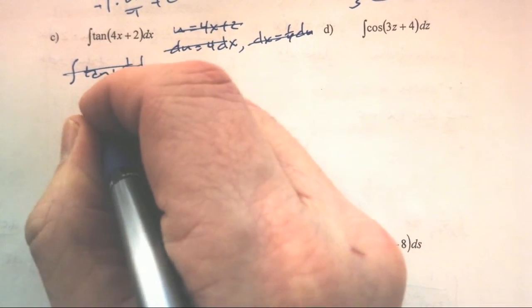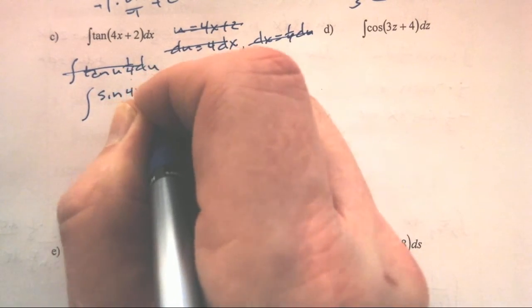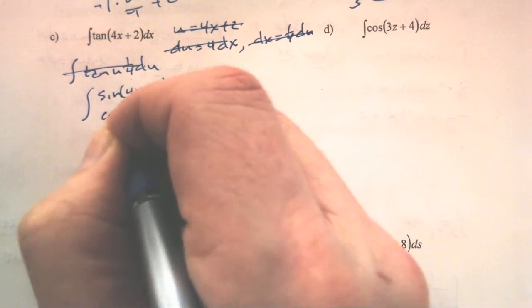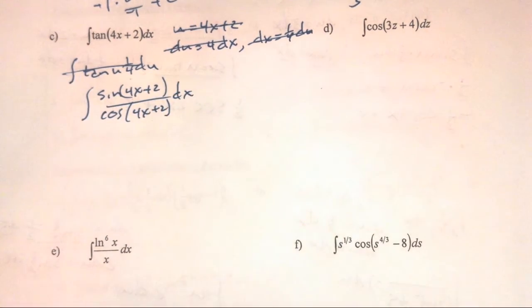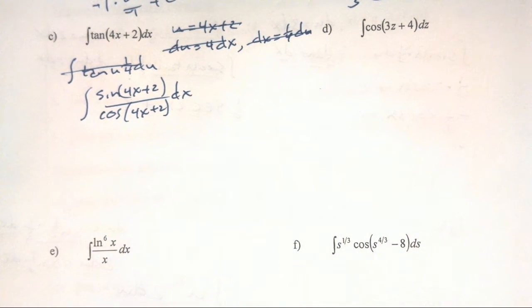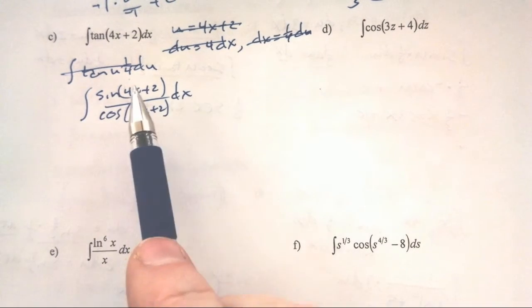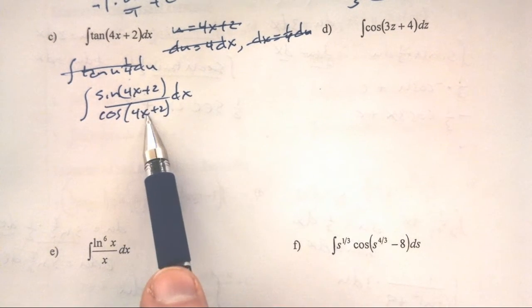How about the integral of sine of 4x plus 2 over cosine of 4x plus 2 dx? Seems like this is going to be a lot worse. Now my choices. Maybe u could be 4x plus 2. I get sine of u on cosine of u.